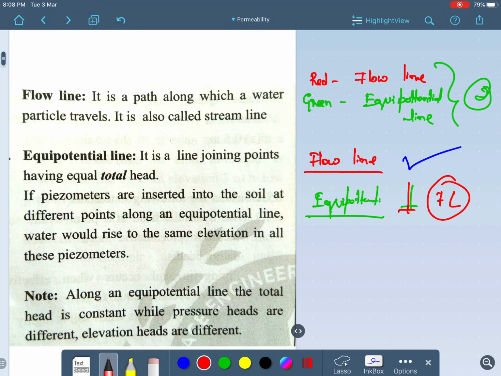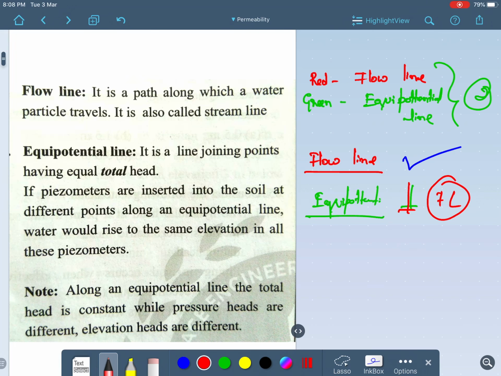As I told, the flow line is the path traced along which a water particle travels, and the flow line is also called a streamline. It is the path traced by an individual water particle, which I have explained in detail. Then what is an equipotential line? It is a line joining the points that have equal total head.